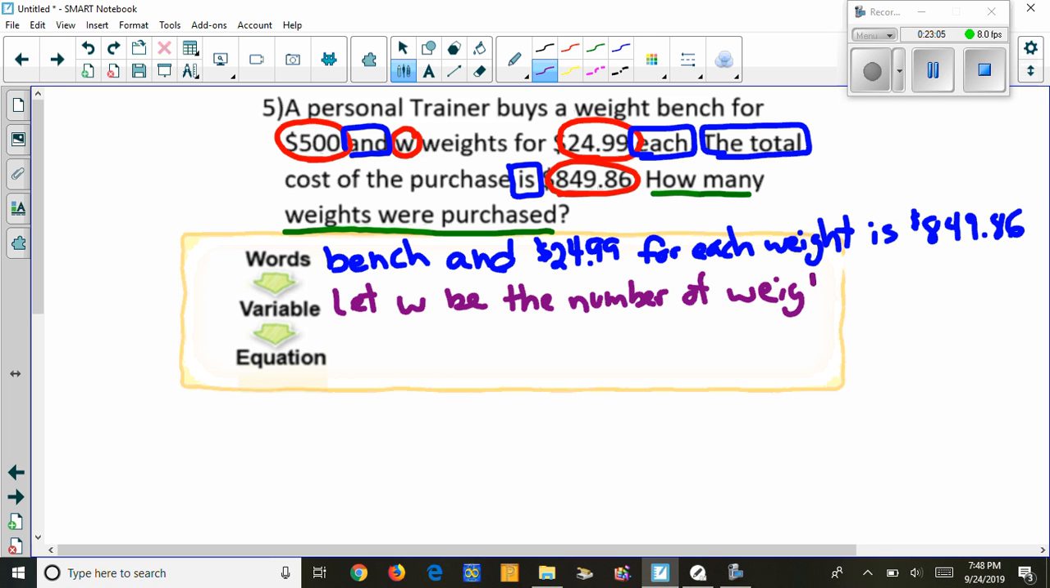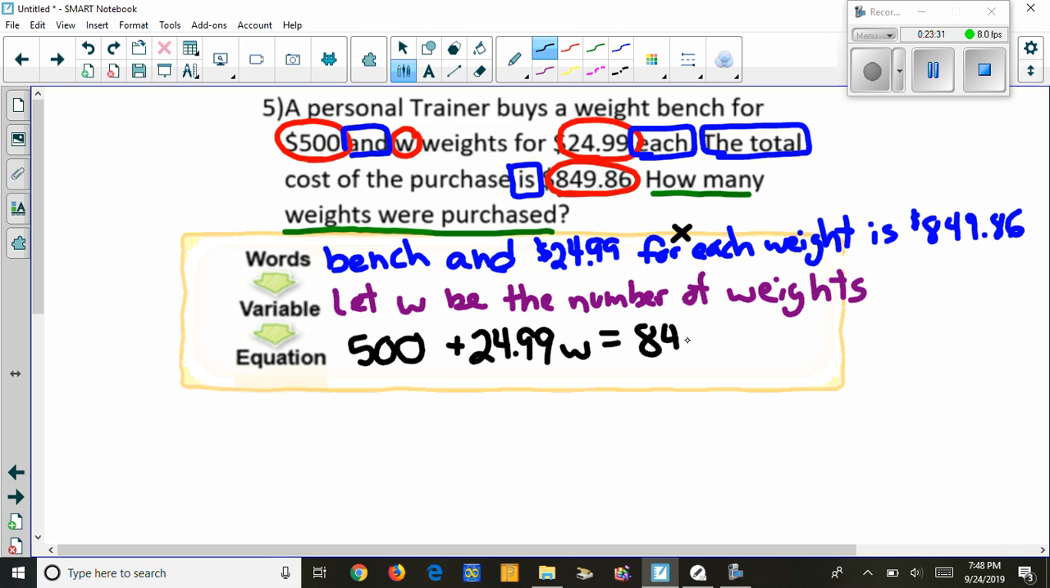Now we're going to use our statement to build this together. We know that the bench was $500 and is the plus sign. $24.99 each means $24.99 times the number of weights, W, for a total of $849.86. And I'll clean that up to make sure that doesn't confuse anybody.